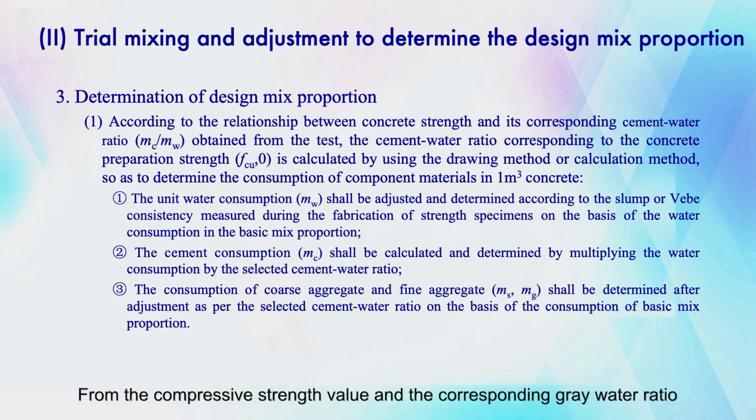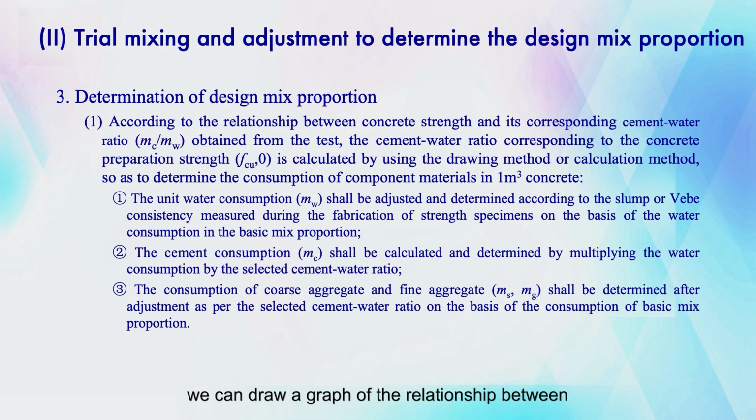From the compressive strength value and the corresponding binder-water ratio, we can draw a graph of the relationship between compressive strength and binder-water ratio. From the curve, we can find the binder-water ratio corresponding to the formulated strength fcu,0, i.e., the binder-water ratio that meets the requirements of concrete strength. Below, we can determine the amount of material per cubic meter.